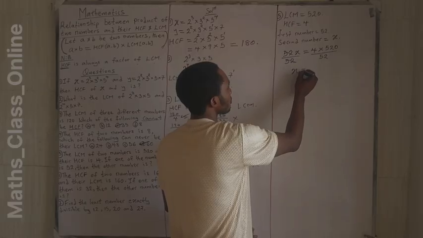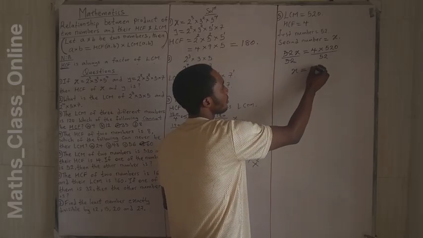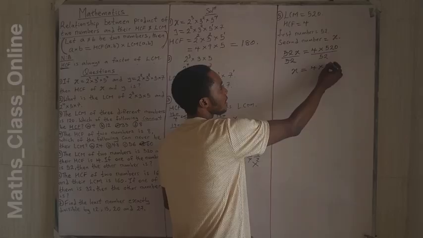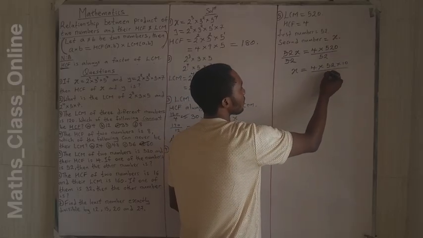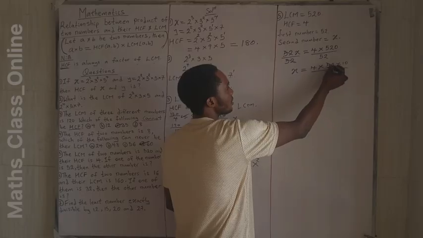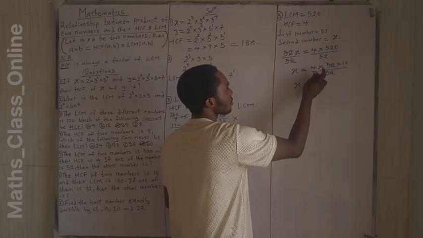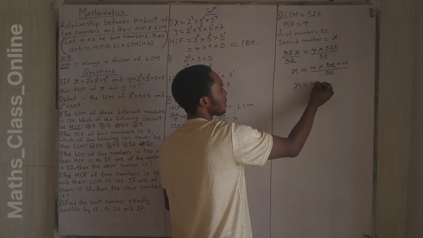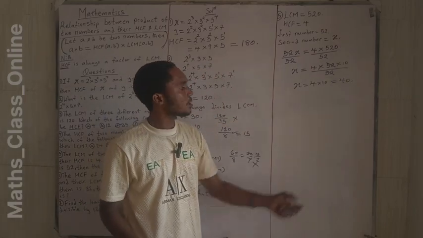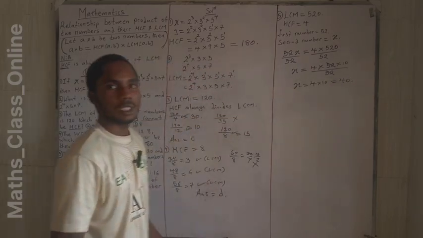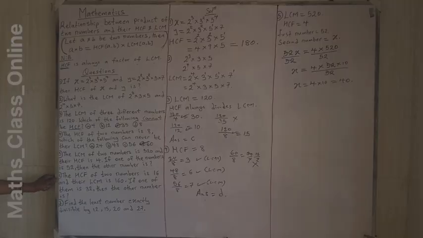X is equal to 4 times 520, which can also be written as 52 multiplied by 10 over 52. This cancels this, so x is equal to 4 times 10, and this is equal to 40. The second number is 40. Next question, number 6.